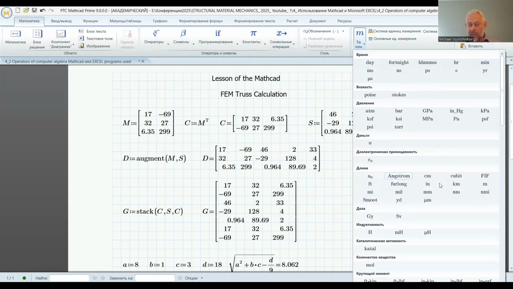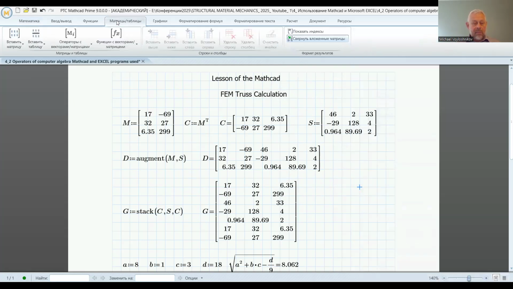Angstrom, etc. Inches, meters, kilometers, etc. So we can assign the dimensions. Very important for us is the matrices panel. For example, how to use the panel of the matrix, how to assign the matrix. A matrix can be named with any letter, uppercase or lowercase.